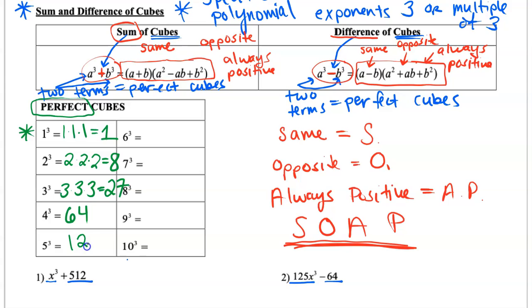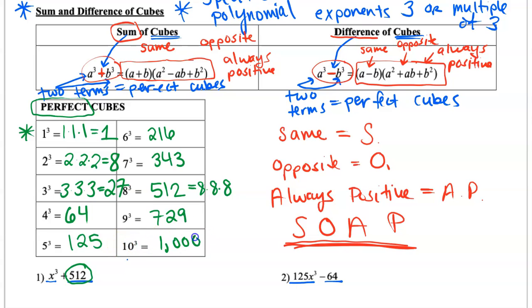5 cubed is 125. 6 cubed is 216. 7 cubed is 343. 8 cubed is 512. You see that number right here. That's what you get if you do 8 times 8 times 8. 9 cubed is 729. And 10 cubed is 1,000.